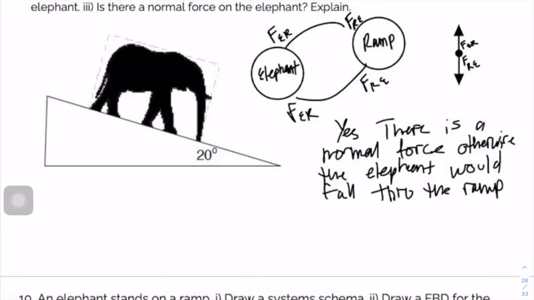Okay, we got label issues. So that one says ramp. Okay, should be elephant. Direction of this is wrong. And again, I'm good with the logic. If there's no normal force, the elephant would fall through the ramp. So it has to be 1 because the elephant is resting on the ramp.